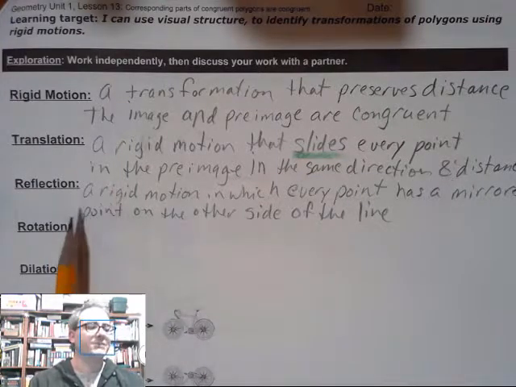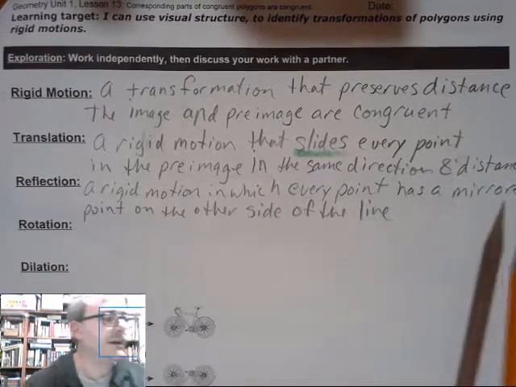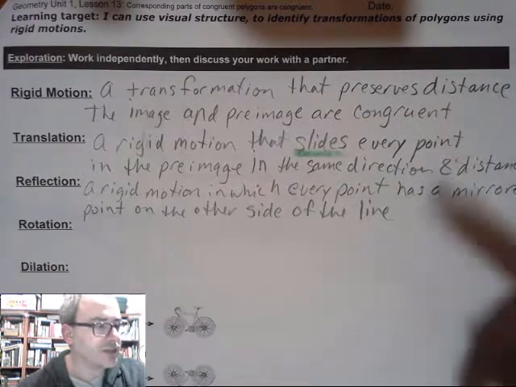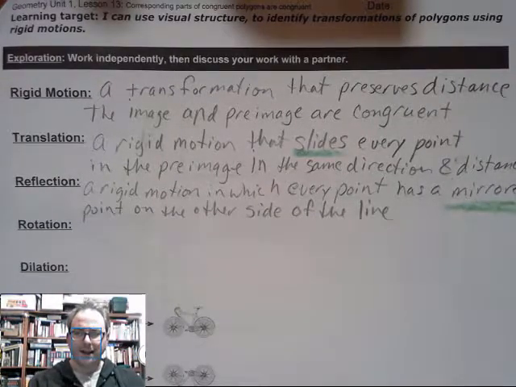So a line reflection, or reflection that we're looking for, is a rigid motion in which every point has a mirrored point. So when you think of reflection, I want you to think mirrored. I want you to think of that line of reflection as a mirror. That reflected image has a mirrored point on the other side.